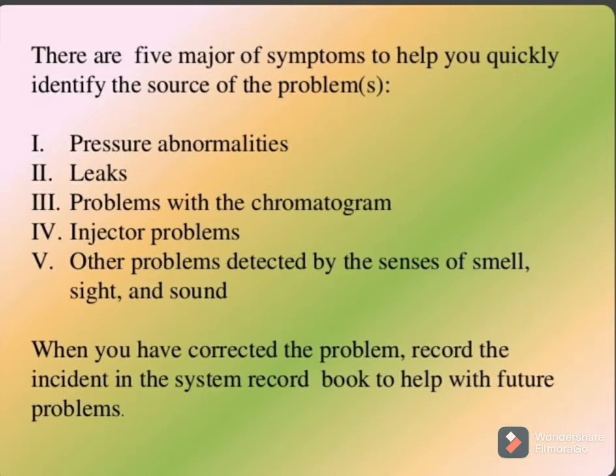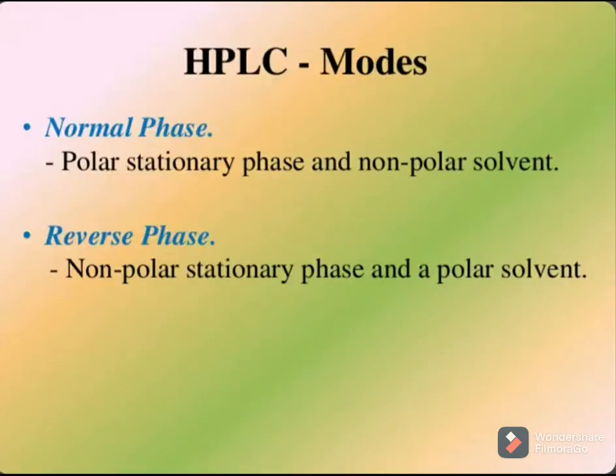Now we will start. First, how many types of HPLC are there? There are only 2 modes: first is normal phase, second is reverse phase. In normal phase, the stationary phase is polar and the solvent is non-polar. Non-polar means the solvent does not include water molecules in its formula. Those are called non-polar.